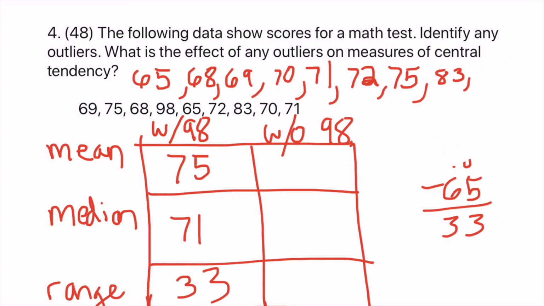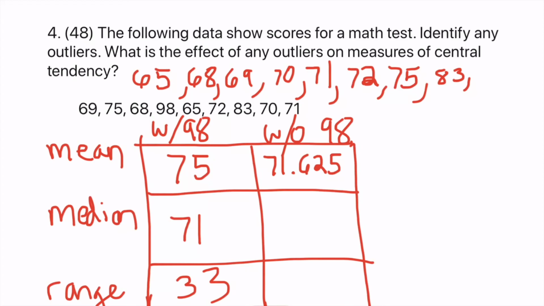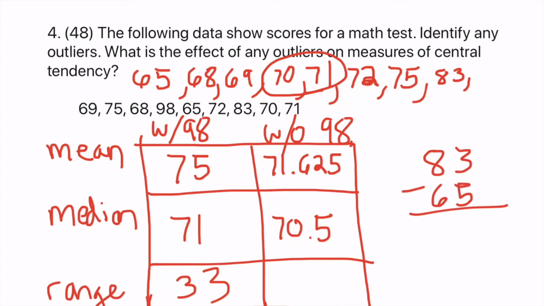Now, if we were to take this outlier out and recalculate all this, we're going to see how it affects it. So the mean without the outlier, we have to add all of those together, and then this time we only divide by 8 because now we only have 8 pieces of data. And that comes out to, let's see, it's going to be a decimal, 71.625. Now the median is also going to be different because we have 2 pieces of data in the middle, so it's going to be 70.5. And the range is obviously going to be different because now we're doing 83 minus 65, which is going to give us 18.